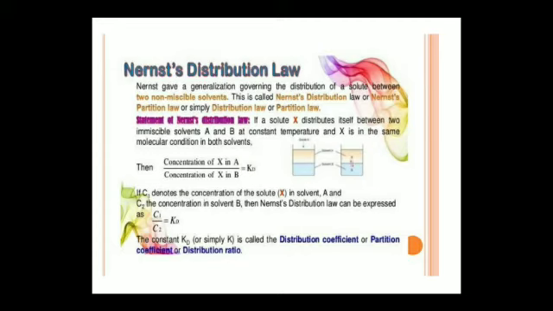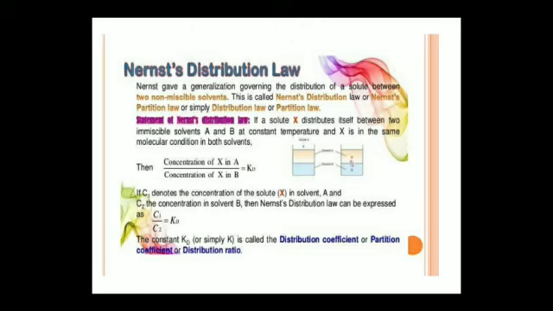So it is also called Nernst distribution law. The Nernst distribution law describes the distribution or partitioning of a solute between two immiscible liquids, known as Nernst distribution law, Nernst partition law, or simply called distribution law or partition law.